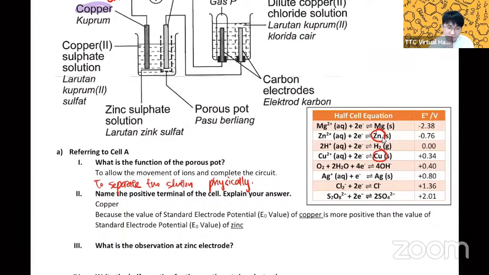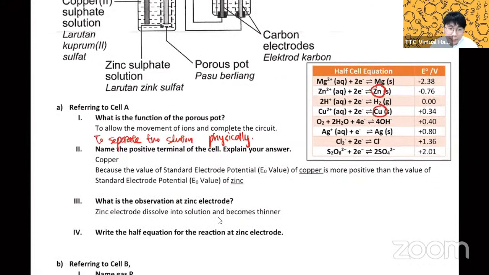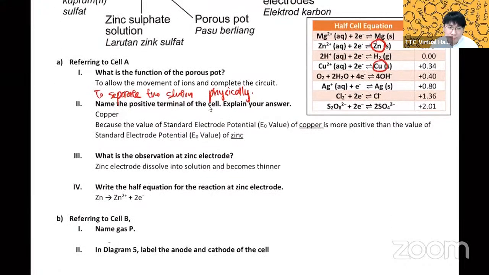Okay, so what is the observation at zinc? Your zinc will dissolve and become thinner. The equation: Zn becomes Zn2+ plus 2e. All standard stuff. If you try to do more questions on the combination of cells, I will say it's kind of simple, because it's repeating.